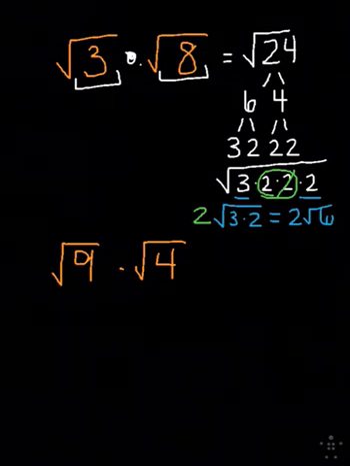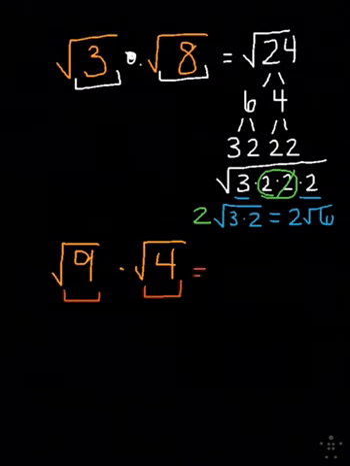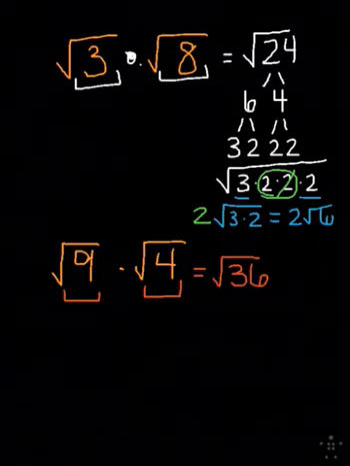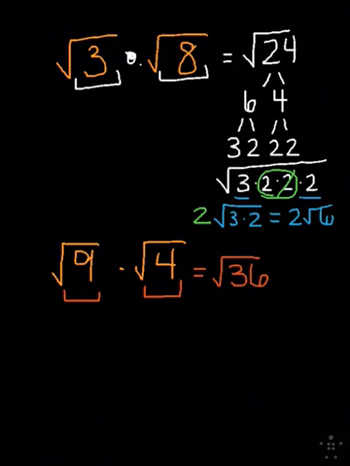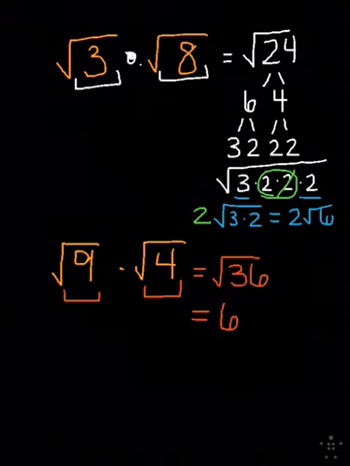The next one, same deal, multiply these radicands together. 9 times 4 equals 36. This one is a perfect square, but if you want to do prime factorization, it's fine. But if you know 36 is a perfect square, you would just say the square root of 36 is equal to 6.